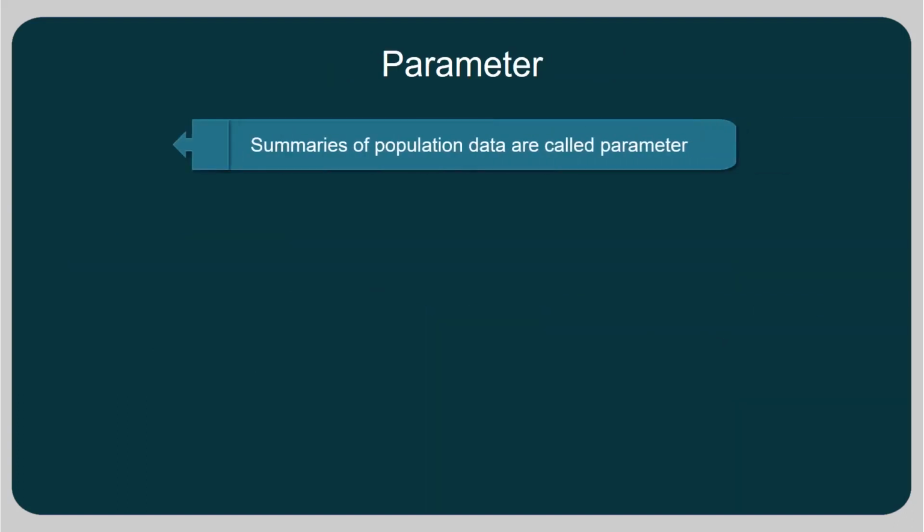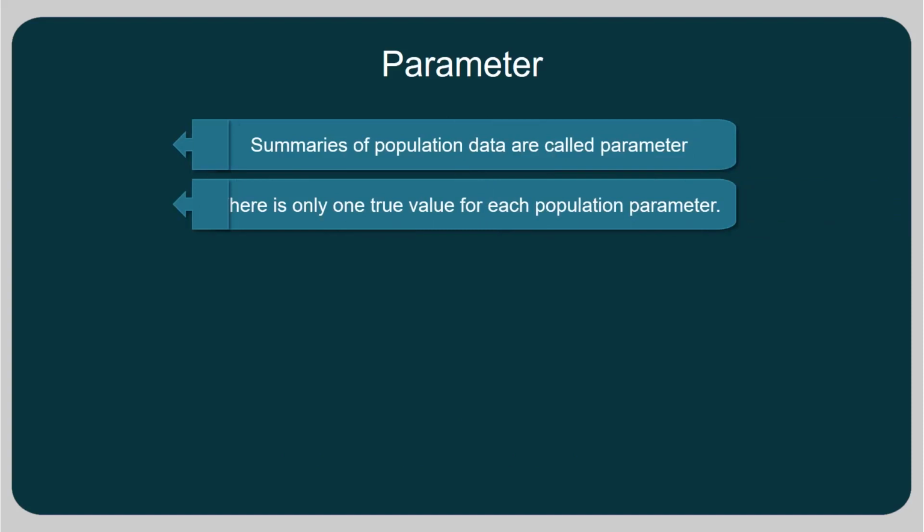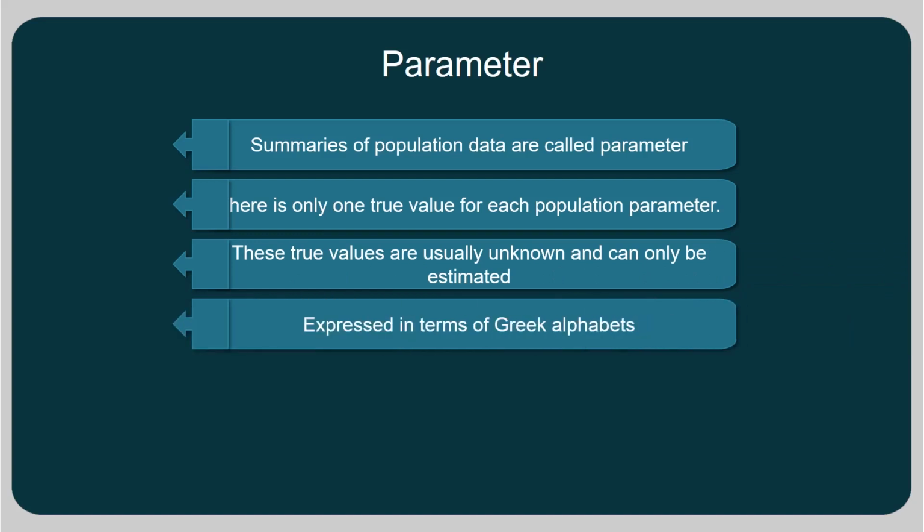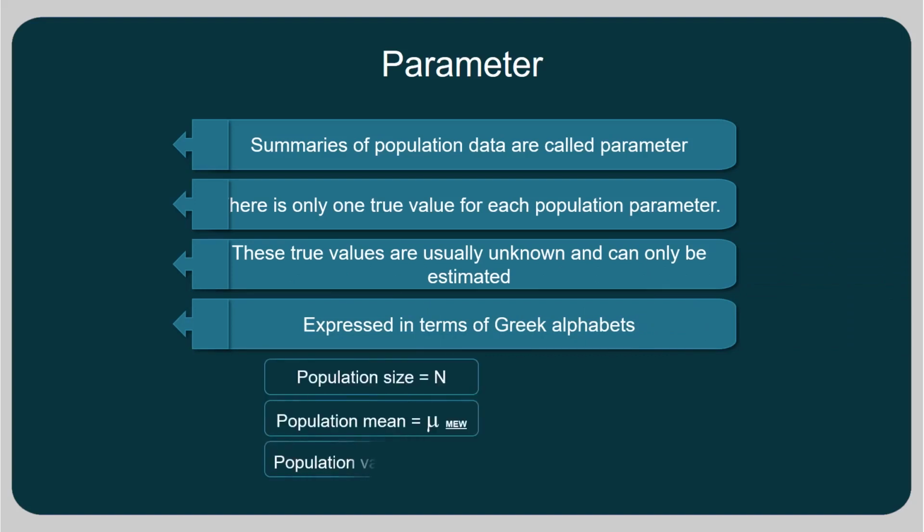Summaries of population data are called parameters. There is only one true value for each population parameter. These true values are usually unknown and can only be estimated. The values are expressed in terms of Greek alphabets. For population size, it is capital N. Population mean, it is mu. Population variance is sigma square.